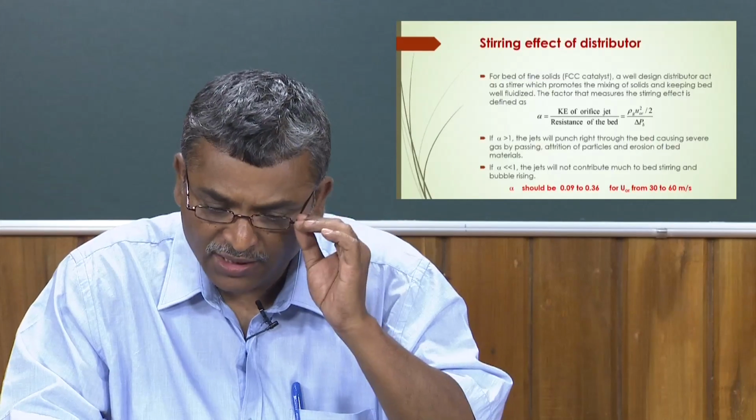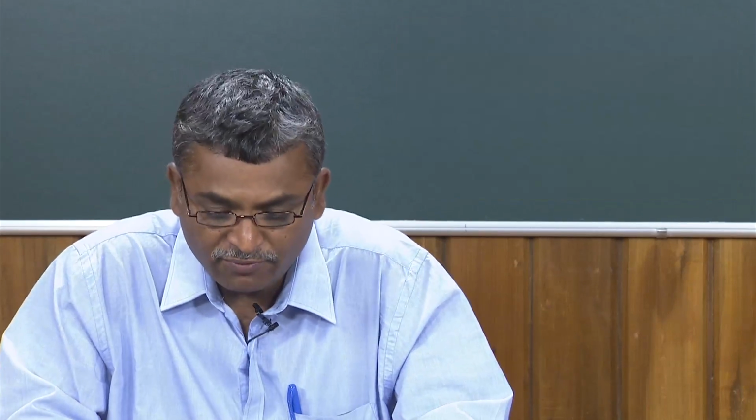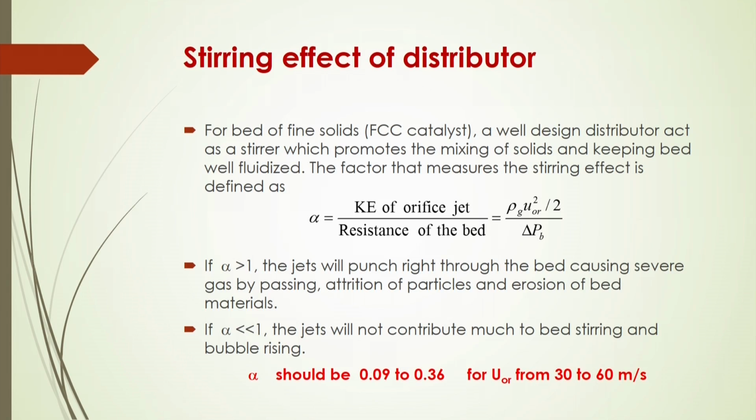Now, for a bed of fine solids, generally for FCC catalyst, a well designed distributor acts as a stirrer, which sometimes promotes the mixing of solids and keeps the bed well fluidized. The factor that measures this stirring effect is denoted by alpha, which is the ratio of the kinetic energy of the orifice jet to the resistance of the bed.